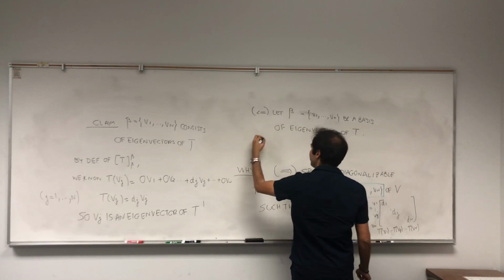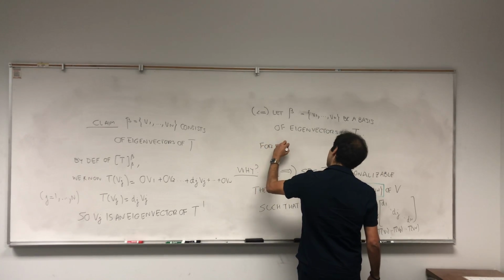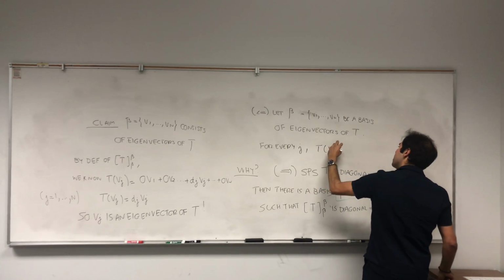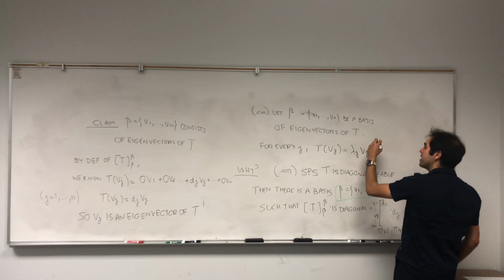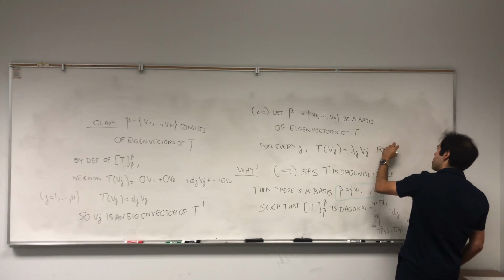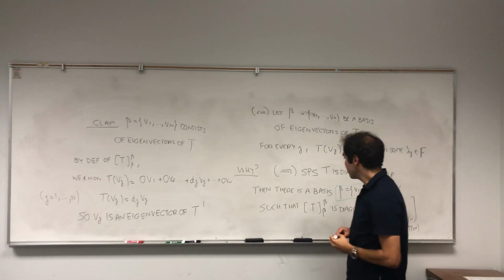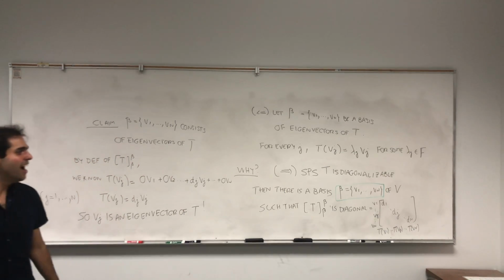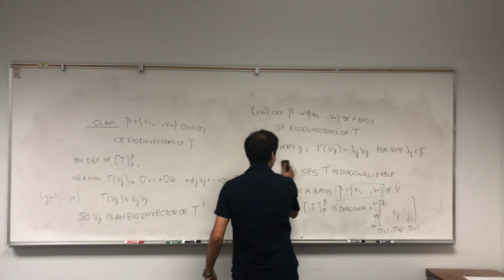It means that for every j, T of vj equals lambda j vj for some eigenvalue lambda j, which is in your field, so some scalar, a real or complex number for example, or other fields in case you're interested. Then let's calculate the matrix of T.